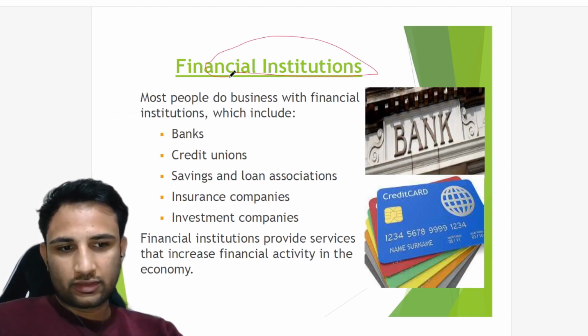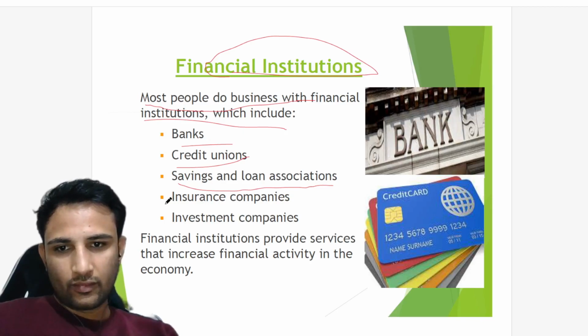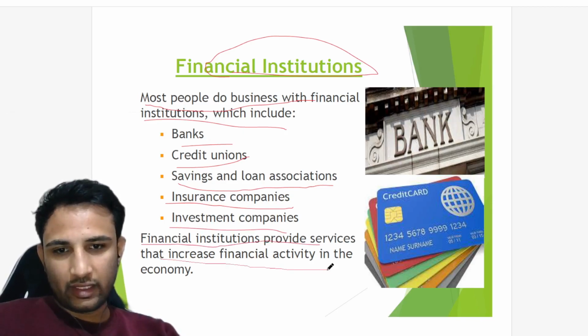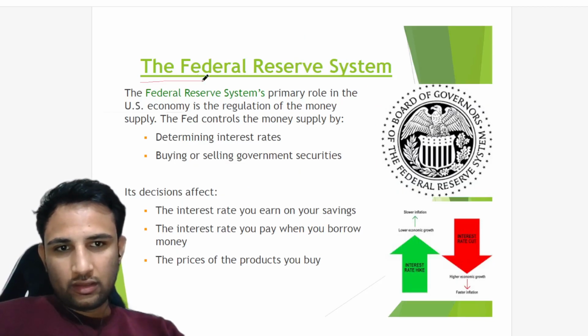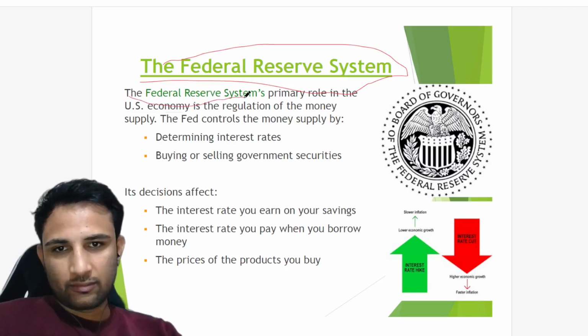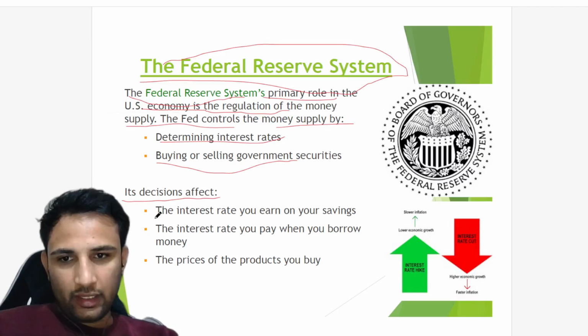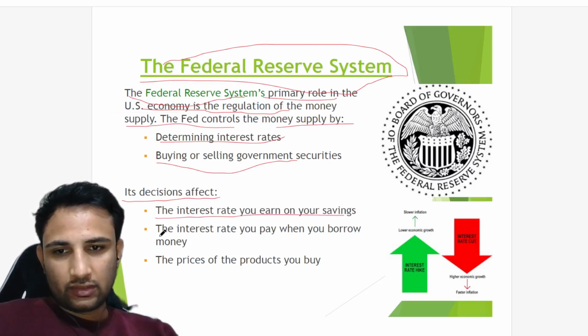Financial institutions. So most people do business with financial institutions, which include banks, credit unions, savings and loan associations, insurance companies, and investment companies. Financial institutions provide services that increase financial activity in the economy. The Federal Reserve System. So the Federal Reserve System's primary role in the US economy is the regulation of the money supply. The Fed controls the money supply by determining interest rates and buying or selling government securities. Its decisions affect the interest rate you earn on your savings, the interest rate you pay when you borrow money, and the prices of the products you buy.